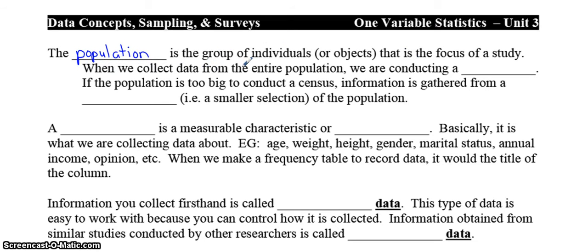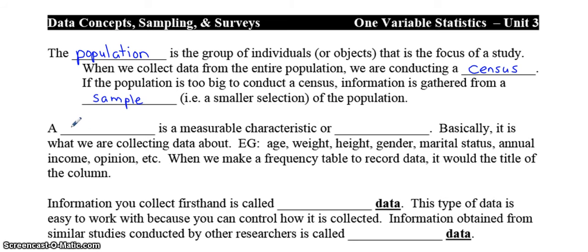When we collect data from the entire population, we are conducting a census. If the population is too big to conduct a census, information is gathered from a sample, which is a smaller selection of the population.